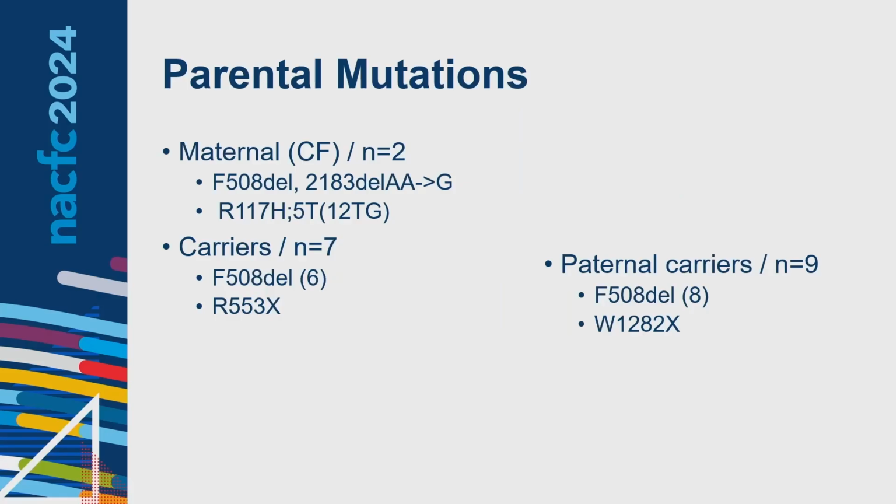Among the mothers with CF, their own mutations were F508del 2183del AA to G and R117H 5T12TG. Among the carriers, majority had 1 copy of delta F508, 1 had 1 copy of R553X, and among the fathers in the carrier group, the majority had 1 copy of delta F508, and 1 had 1 copy of W1282X.